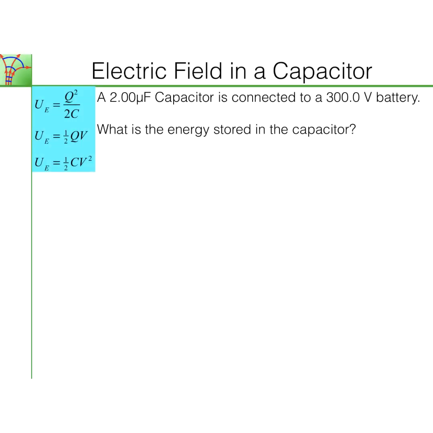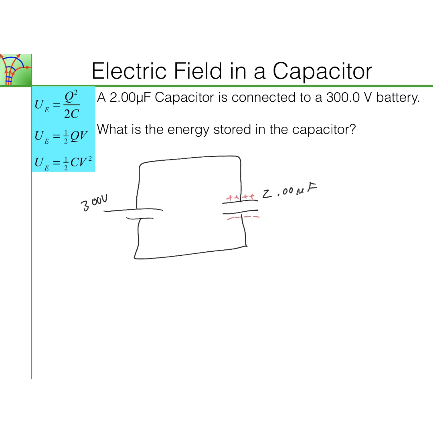So let's just do a simple example here. We have a 2 microfarad capacitor that's attached to a 300 volt battery. Happens all the time. Why not? So let's draw a picture and then figure out how much energy is stored in that capacitor. So here's my 300 volt battery, and I attach it to a 2 microfarad capacitor. Right, so this is going to become positively charged on one side and negatively charged on the other side.